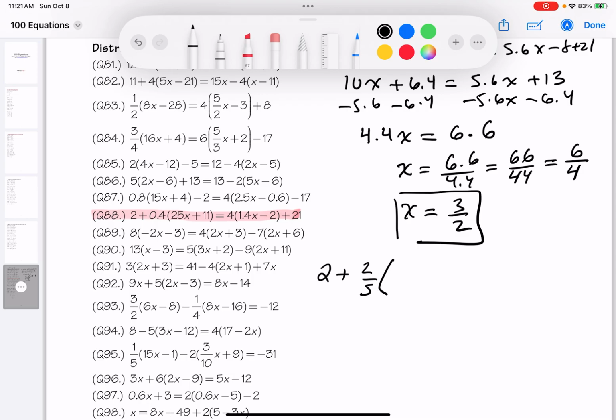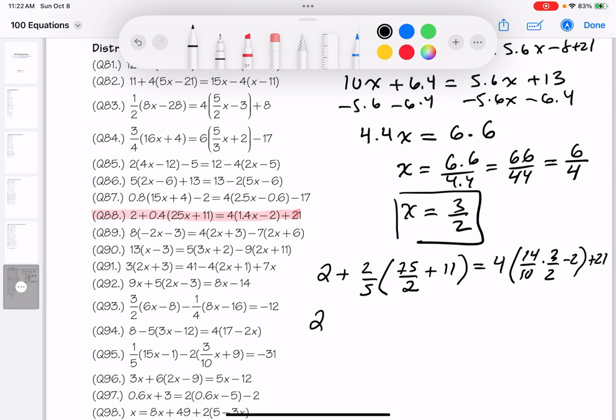25 times that number is going to be 75 halves plus 11 equals 4. I'm going to write the 1.4 as 14 over 10 times, just shaking it up a little bit, 3 halves minus 2 plus 21.